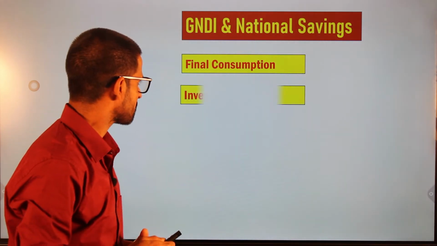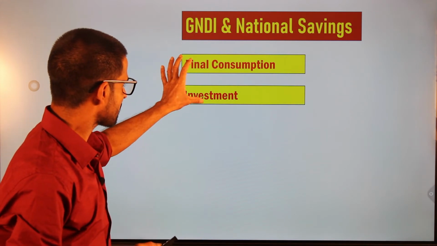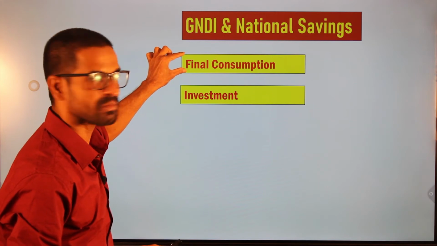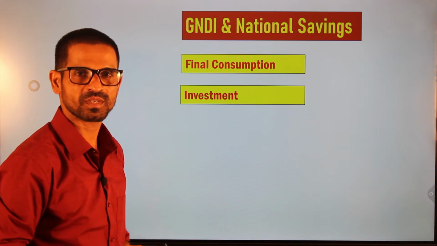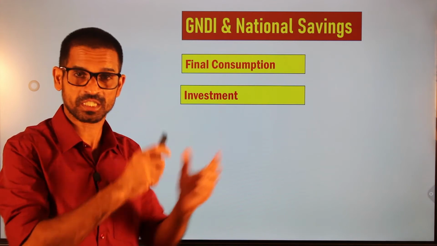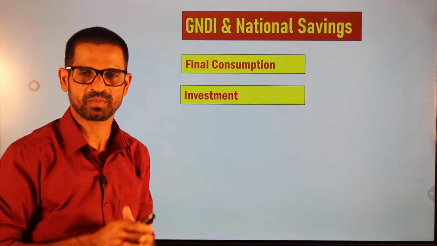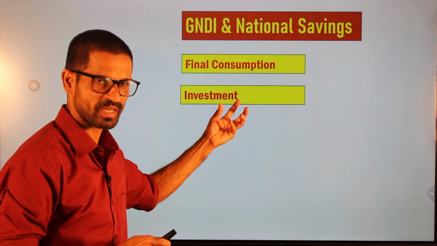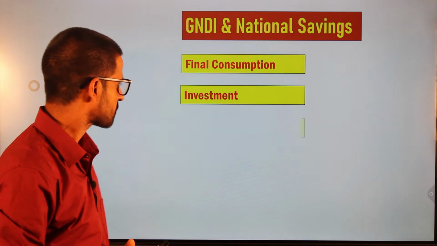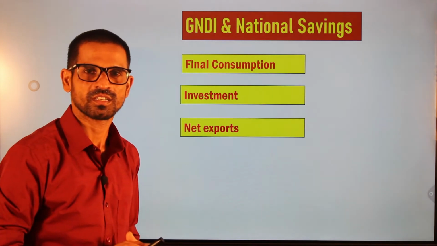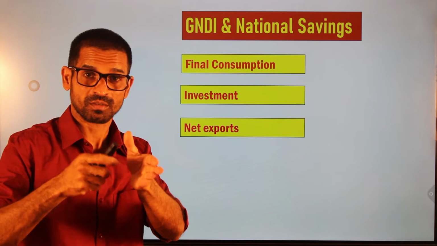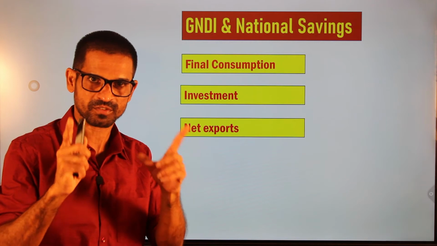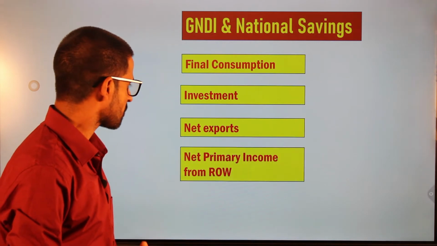Then to that you add investment. This represents domestic agents. Here household consumption and government consumption, here firms' investment. We call it gross domestic expenditure. Then how do you convert gross domestic expenditure into gross domestic product? Exports minus imports. We call it net exports of goods and services, both. Then you reach gross domestic product.